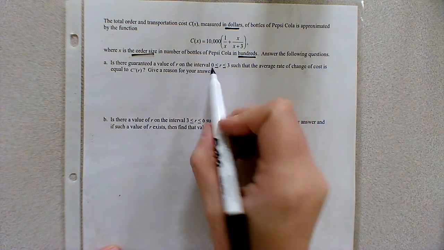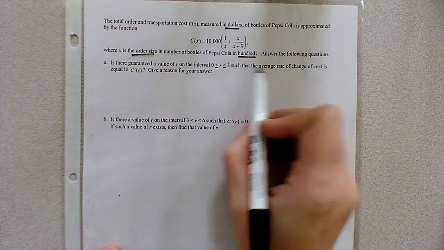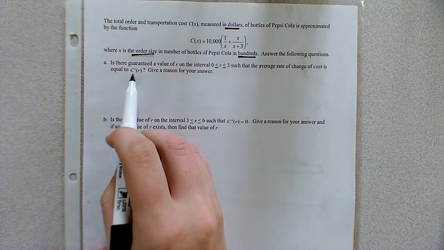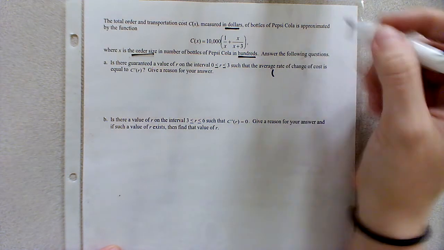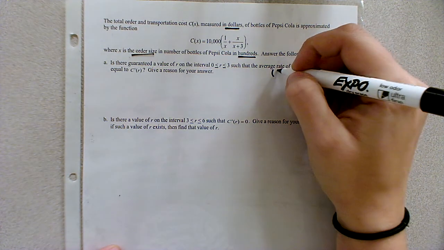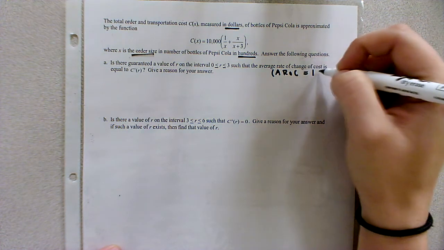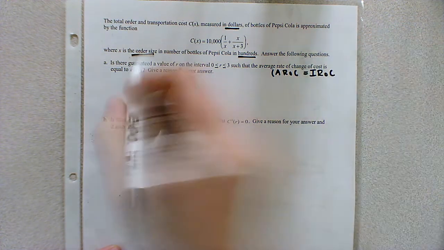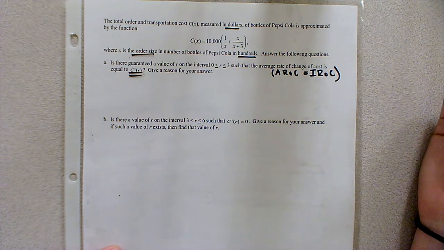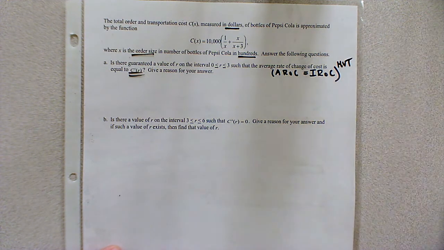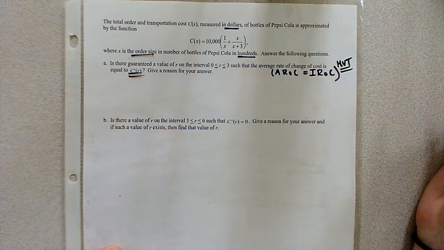So if we were to have an order size of 0 bottles to 300 bottles, such that the average rate of change of cost is equal to the derivative of the function. So looking at the wording, hopefully it jumps out at you. We have the average rate of change. They're asking us, is it equal to the instantaneous rate of change, meaning derivative. So that particular question is asking us about the mean value theorem. Does the average rate of change equal the instantaneous rate of change, aka derivative?